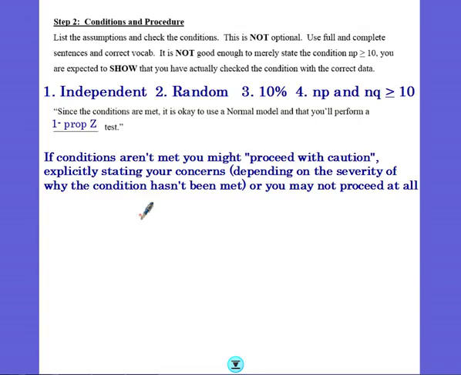So don't just get to a problem and say proceed with caution. Tell me why you're proceeding with caution. For the most part, though, in this class, conditions are typically always met.